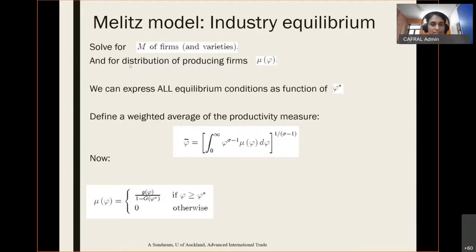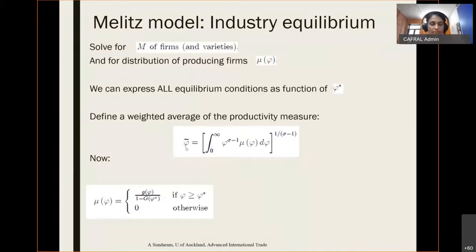Let me point out that this distribution mu of phi is different from the G distribution, because the G distribution is the ex ante distribution of productivities. Mu is the distribution of firms that are producing in the market, that survive and that decide to produce. This is the good thing about the Melitz model: all the action is really coming from this phi star. We can express pretty much all the equilibrium conditions as functions of that cutoff productivity phi star.